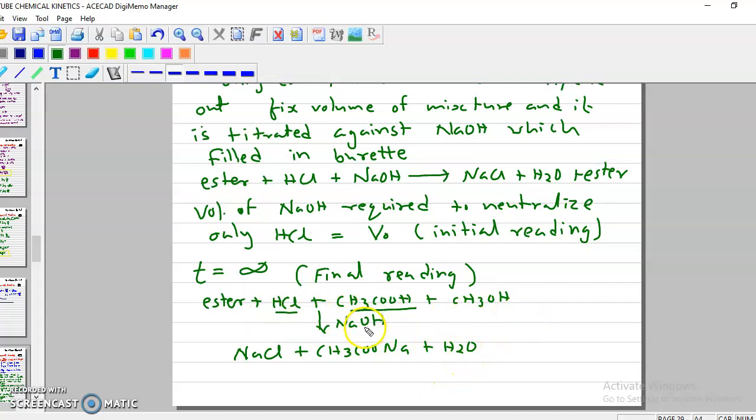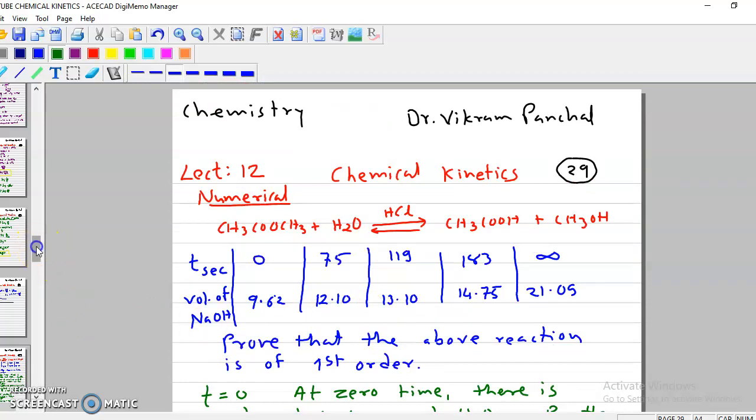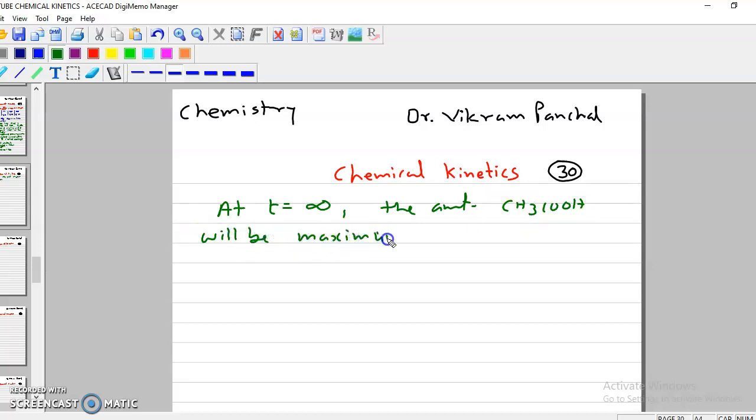That means NaOH is utilized for titration of HCl as well as acetic acid, and therefore this reading will be maximum, because at infinite time the amount of acid will be maximum. So at t equal to infinite time, the amount of CH3COOH in the mixture will be maximum, and therefore this reading will be maximum.